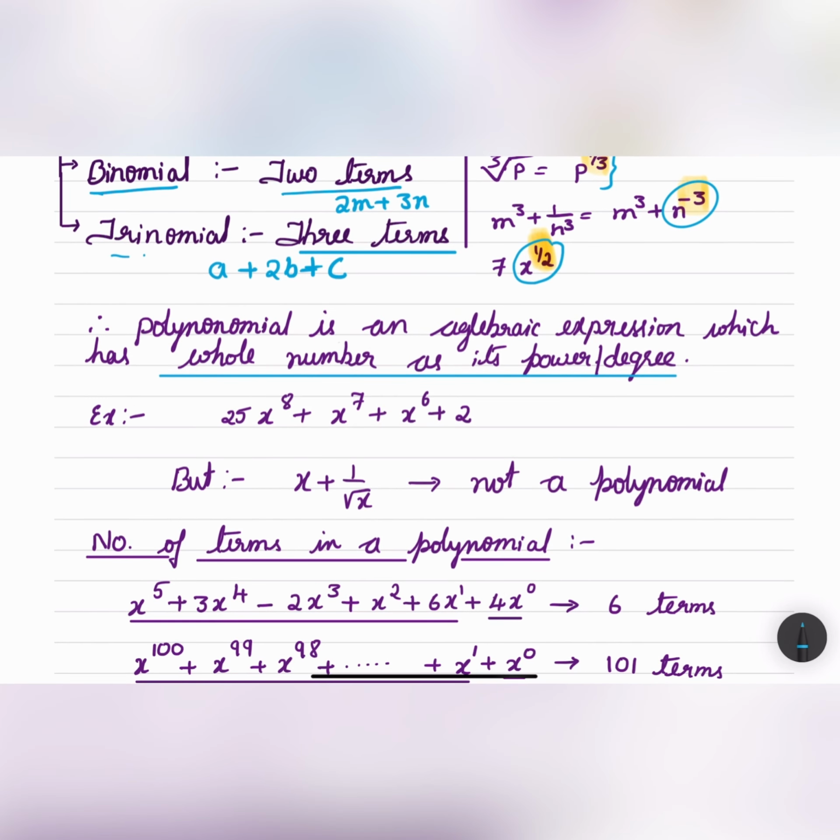Example: here this is 25x to the power 8 and then x to the power 7 plus x to the power 6 plus 2. Here all the powers are whole numbers. Powers of constants are whole numbers. Therefore, it's a polynomial. But x plus 1 by root x is not a polynomial, because the denominator has the root of x. I can write this as x plus 1 by x to the power half. So this is not a polynomial.